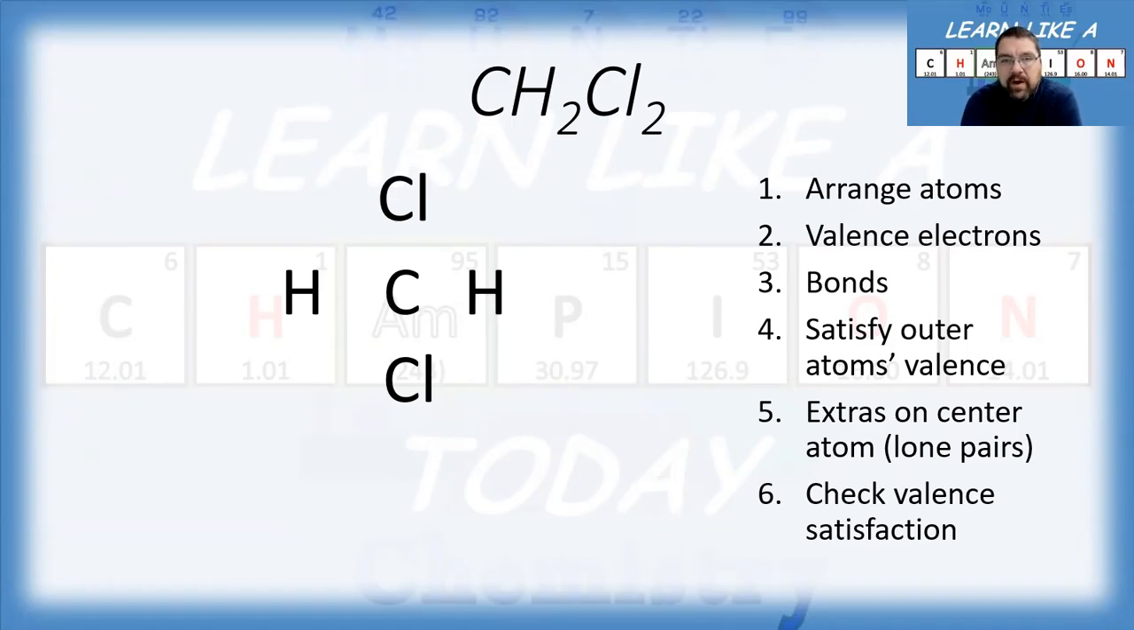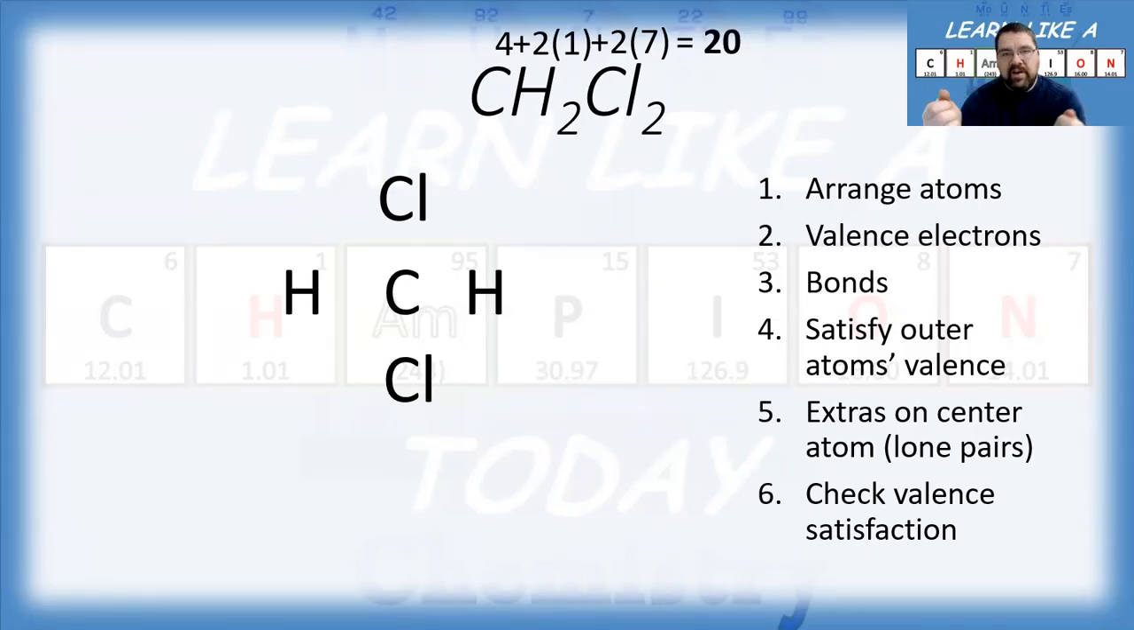Next, we need to total our valence electrons. So we go to the periodic table. Carbon has 4 valence electrons. Hydrogen's got 1, but there are 2 of them in the formula, so we have to double that. And then chlorine is a halogen, and that's got 7 valence electrons, but again, there are 2 of them, so we have to double that number, for a grand total of 20 valence electrons. So that's how many we've got to deal with.